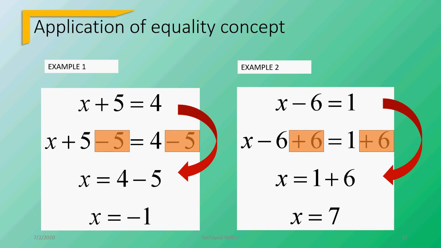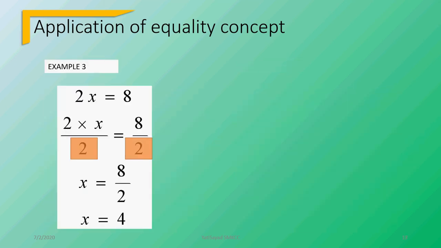What about multiplication and division? Look at this example 3. If you have 2x equals 8, 2x means 2 times x. So to get rid of this 2, you have to divide by 2. If the number here is 3, you have to divide by 3. If the number here is negative 10, you have to divide by negative 10. If the number here is negative 1, you have to divide by negative 1.